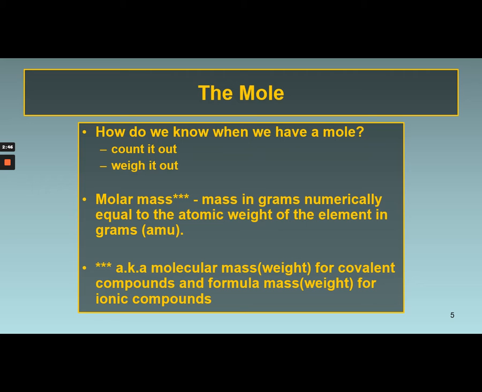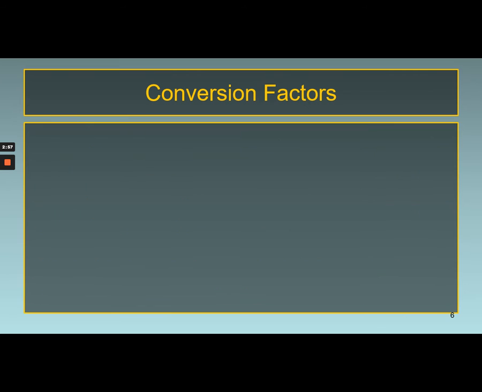When we're referring to covalent compounds, we refer to it as molecular mass or molecular weight. And then in terms of ionic compounds, sometimes we use the words formula mass or formula weight, because ionic compounds are not molecules.